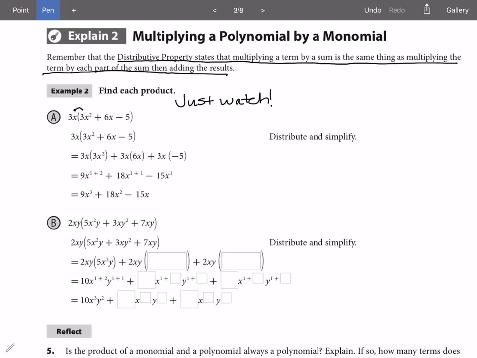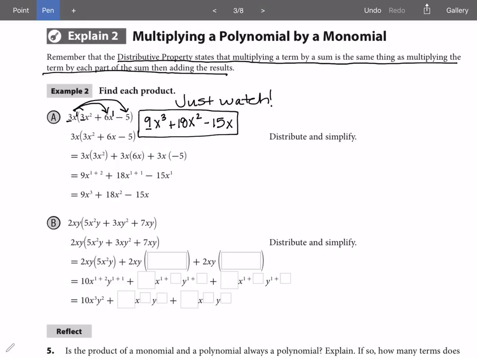Okay, so for part A, just watch. If we distribute 3x times 3x squared, we have 9, because 3 times 3 gives us 9. And then we have 1 and 2, so x cubed. Then we have 3x times 6x, and so we have plus 18x squared, because we have 1 and 1, so 1 plus 1 is 2. And then we have 3x times a negative 5, so negative 15x. And so this would actually be our answer.